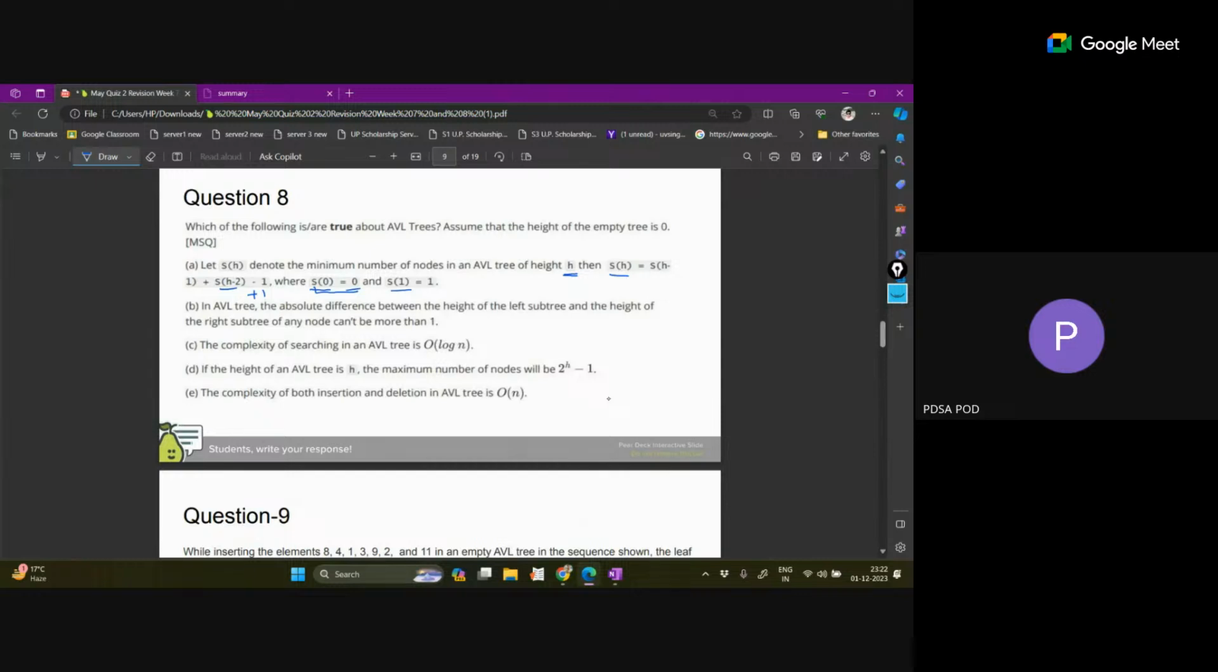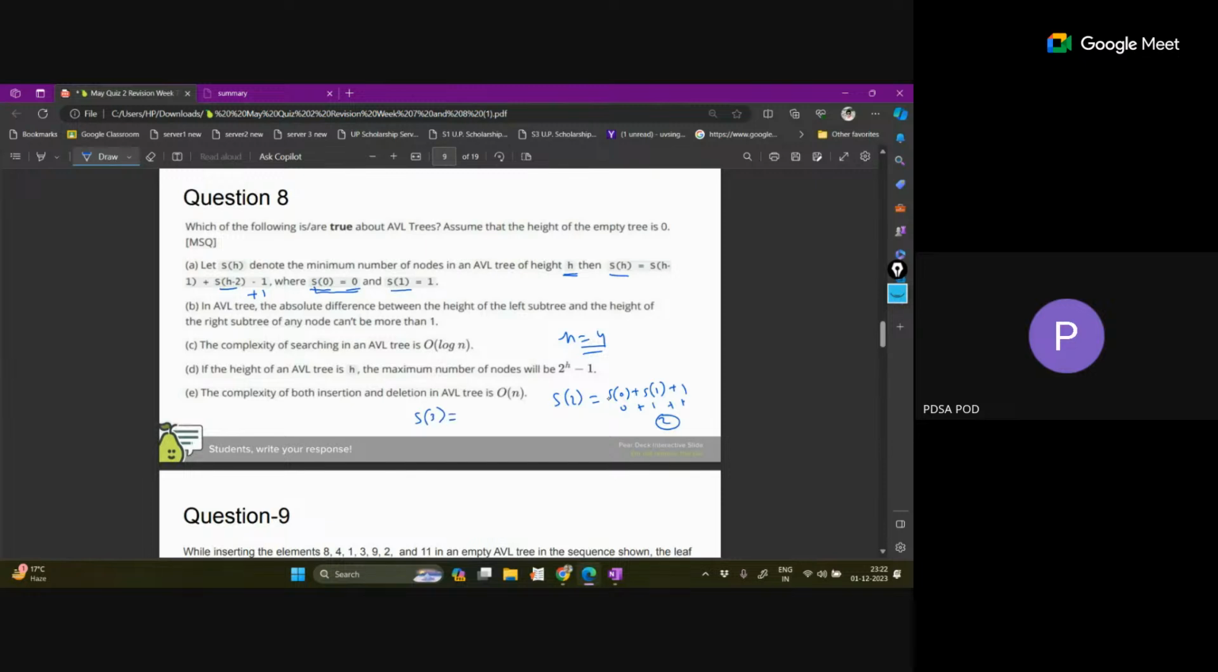Sometimes this type of question is asked: height equal to 4, then what would be the minimum number of nodes in the AVL tree? So you have to use this formula from the start. S0 equals 0, S1 equals 1, you know. But S2, you have to calculate like S0 plus S1, then plus 1. So 0 plus 1 plus 1, okay, so the value is 2.